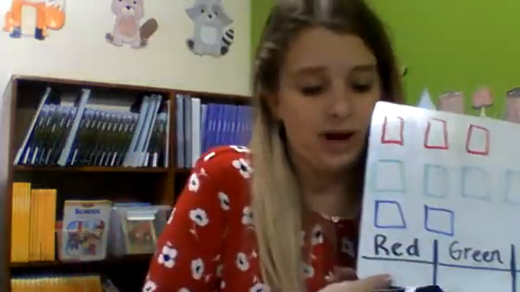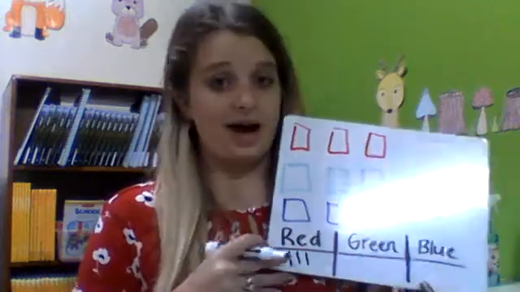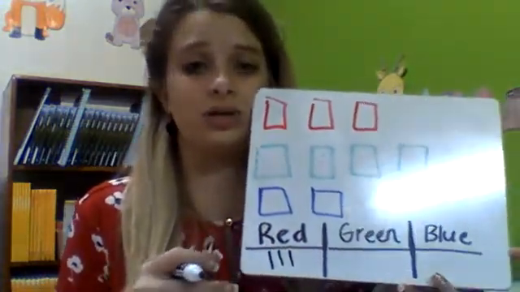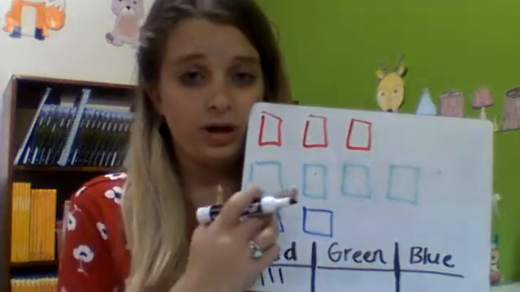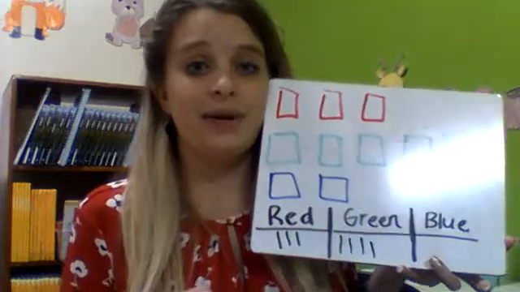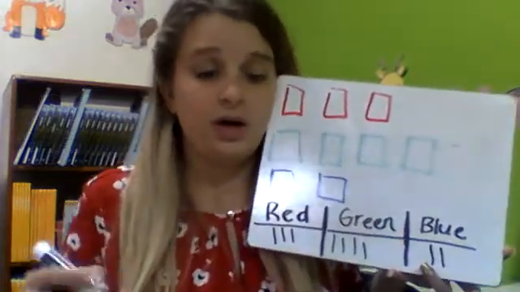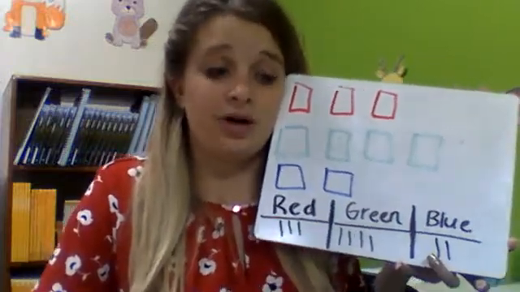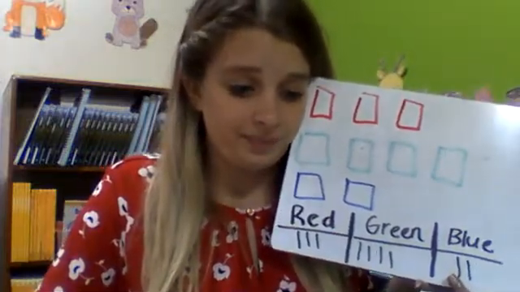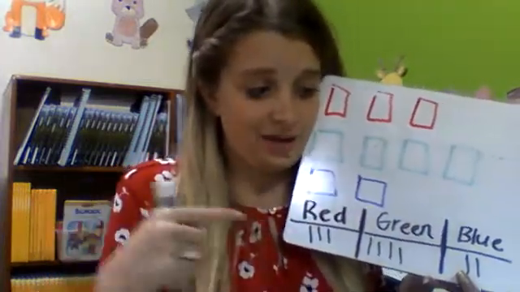So how many red do you see? Right, there's 3. So I'm going to do 3 tally marks. How many green do you see? I see 4. 1, 2, 3, 4. So I'm going to do 4 tally marks. And how many blue do you see? 1, 2. So I'm going to do 2, showing 2 tally marks for blue. All right? So we can put the data in a tally chart.